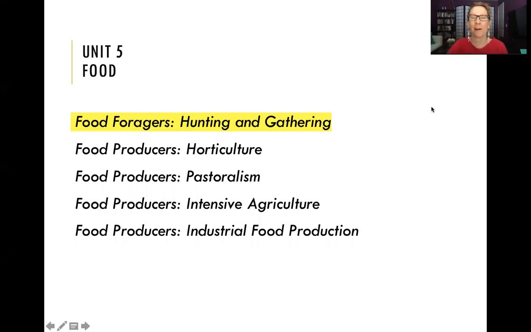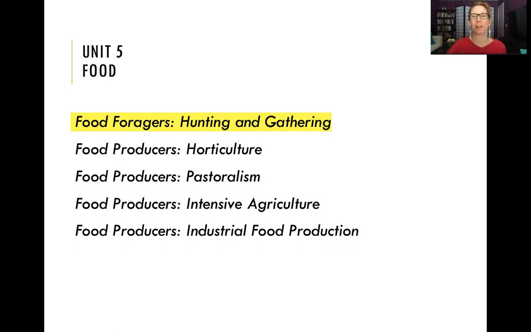This unit is all about food, how we get our food, and what that has to do with the way that we live our lives, how different types of social organization are all based on the production of food, the distribution of food, the consumption of food, which of course is my favorite.